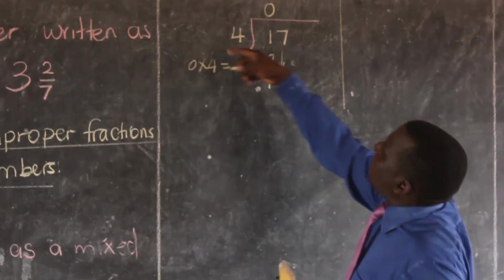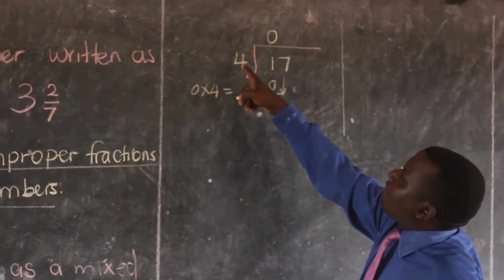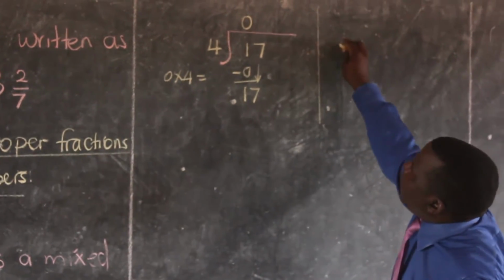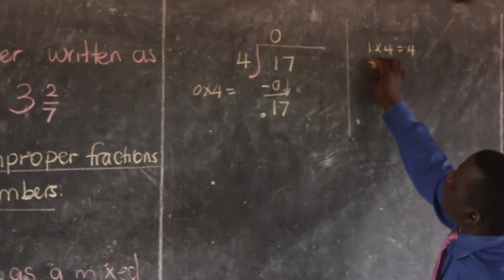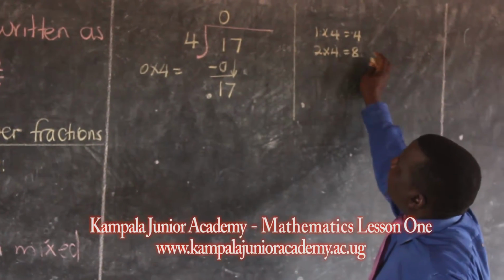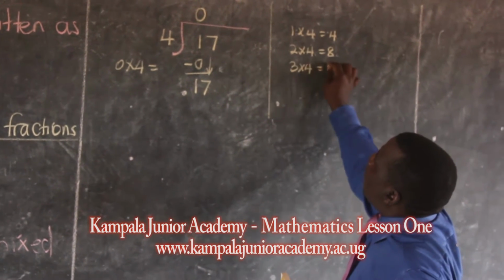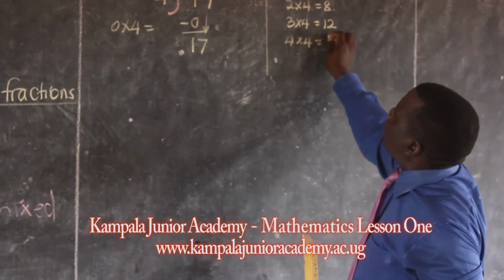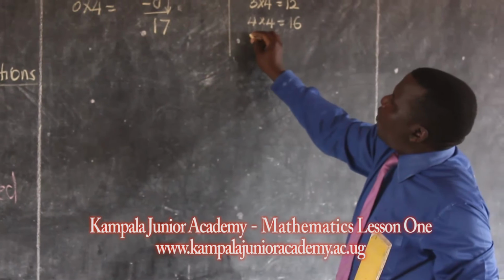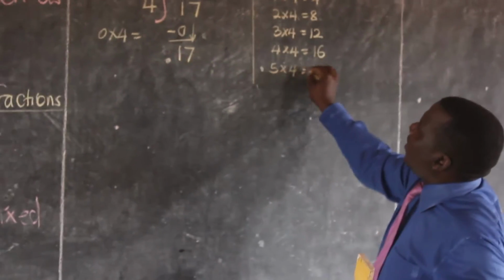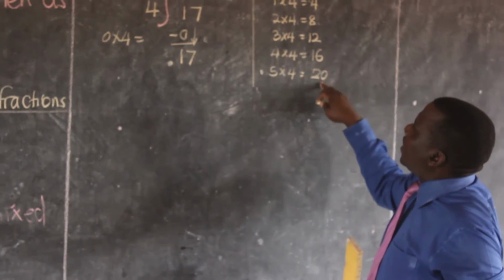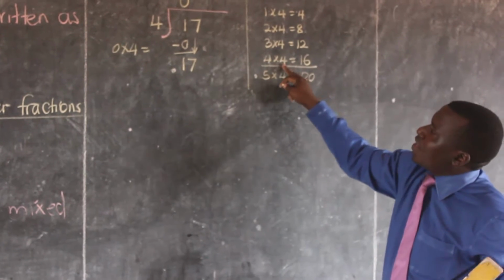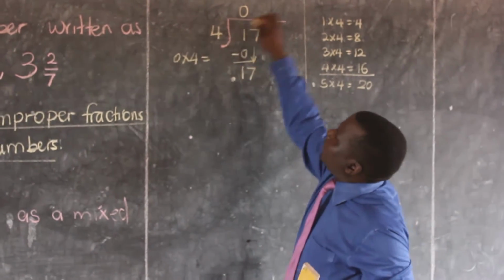17 divided by 4. So which number must you multiply by 4 to give you 17? So as you do your side work, you know 1 times 4 gives you 4. 2 times 4 gives you 8. 3 times 4 gives you 12. And 4 times 4 gives you 16. When you go on, 5 times 4, it gives you 20. So this one has gone beyond. So you're going to consider the one which is nearest, which is 4. So meaning 17 divided by 4, you get 4.